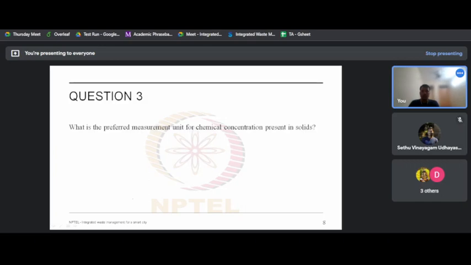Question number 3 is, what is the preferred measurement unit for chemical concentration present in solids? The given options are milligrams per kg, milligrams per liter, parts per million, that is ppm, and ppb, which is parts per billion. So where we are trying to measure concentration, that is.